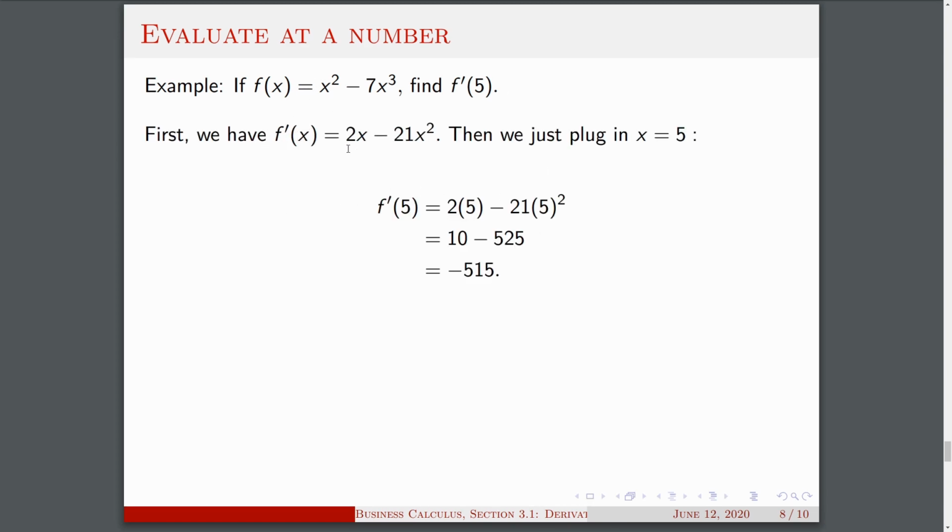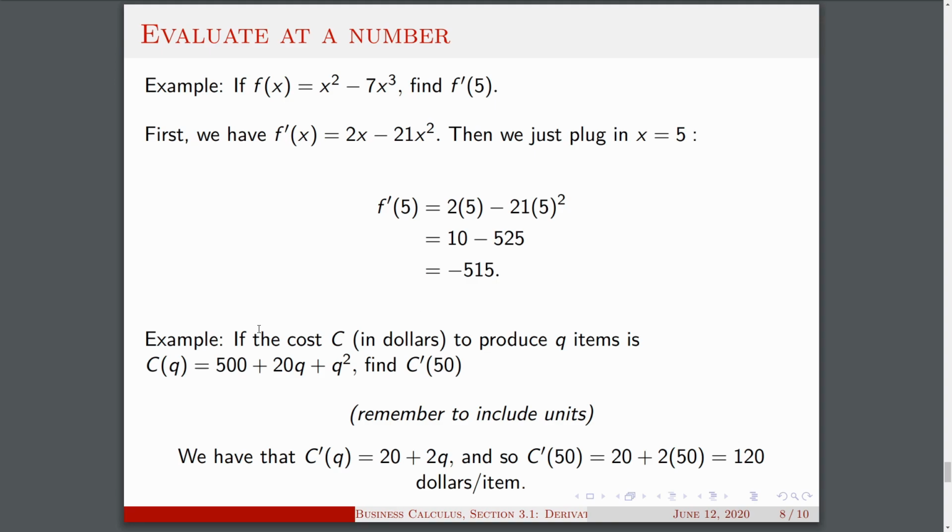So we'll take the derivative first. So derivative of x squared, that's 2x. Derivative of minus 7x to the third, that's minus 21x squared. And then we'll simply plug in x equals 5. So I'll just plug in 5 there for x, everywhere I see an x. And so I have 2 times 5, minus 21 times 5 squared, and that's 10 minus 525, which is negative 515. Easy as that.